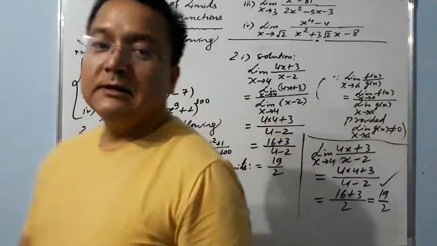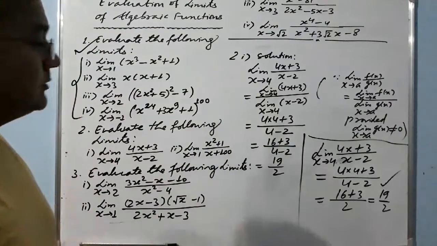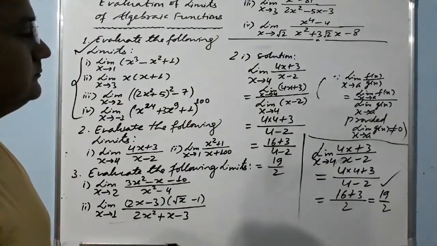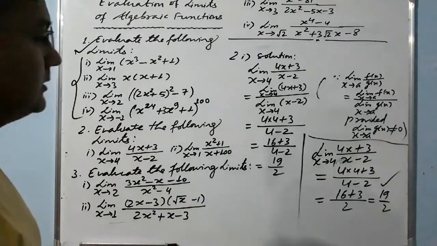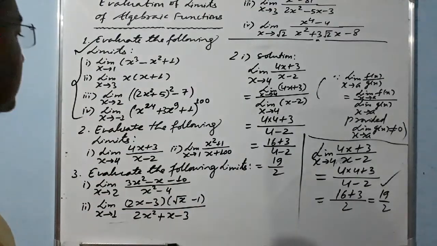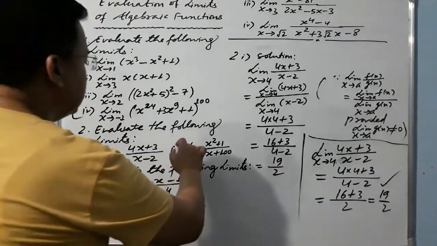All right. So directly you can use the value of the function, as we use again the value of the function, right? 19 upon 2 is the limit of the function. So clear I think, and you can do it easily.